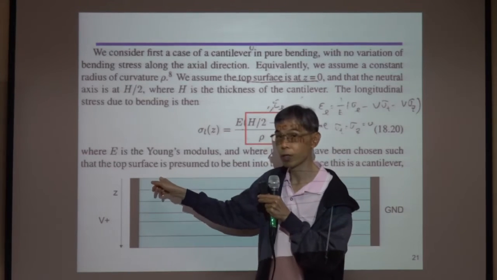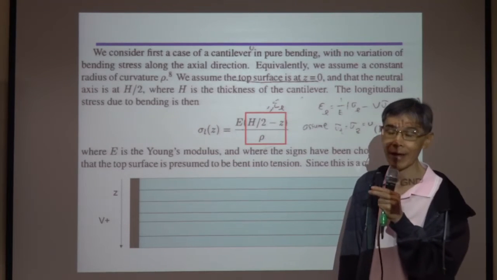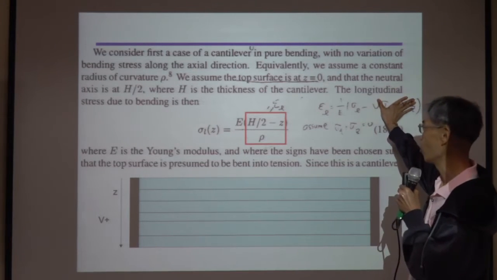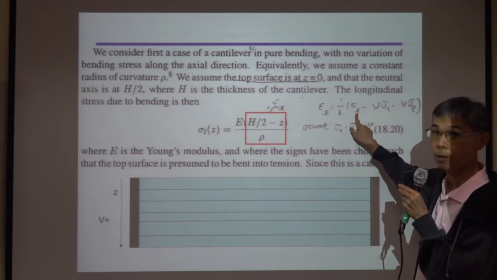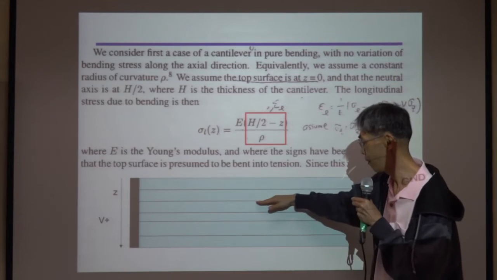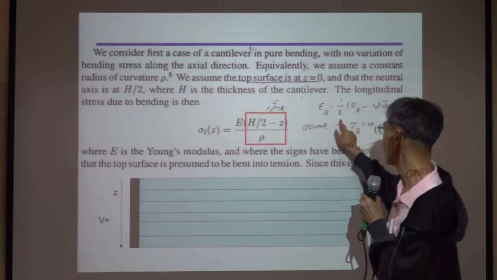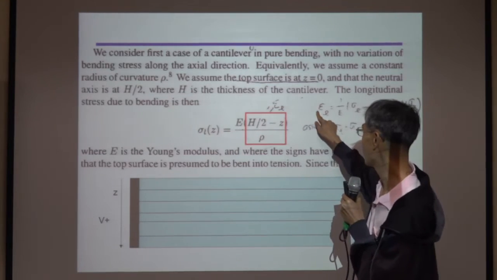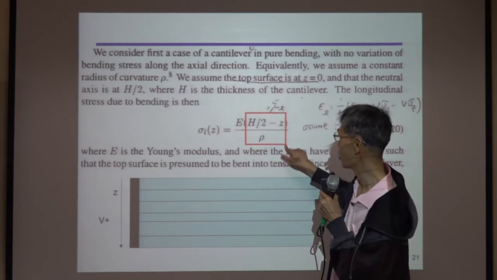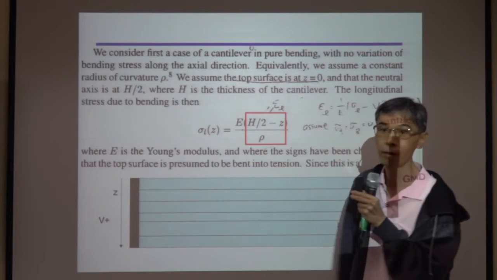We don't have stress in this direction, and we don't have stress in this direction. So sigma T and sigma Z are 0, and we are left with only sigma L. So sigma L is the stress in the length direction. This is Young's modulus. This is strain, epsilon L. Here, the red square, everything inside the square is epsilon L.